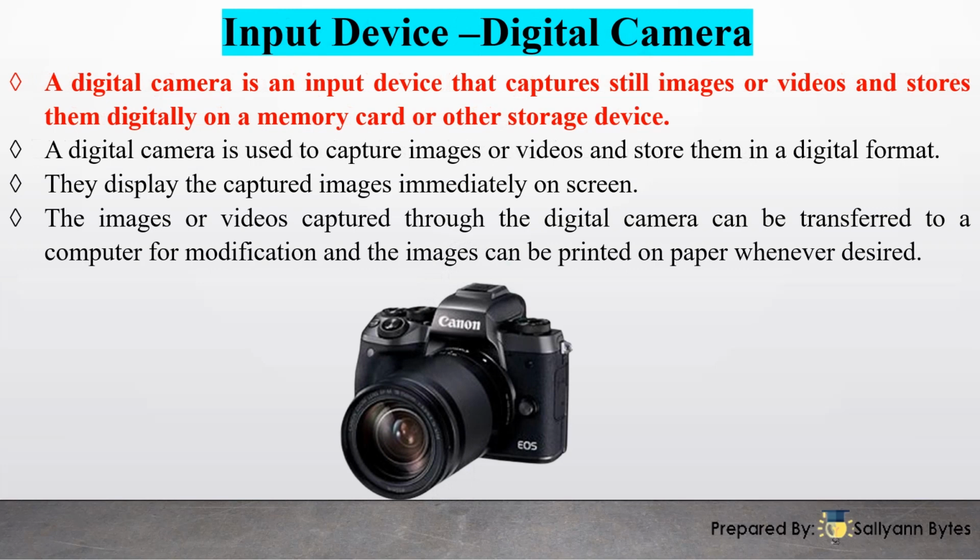Next input device is the digital camera. A digital camera is an input device that captures still images or videos and stores them digitally on a memory card or other storage device. A digital camera is used to capture images or videos and store them in a digital format. They display the captured images immediately on screen. The images or videos captured through the digital camera can be transferred to a computer for modification, and the images can be printed on paper whenever desired.